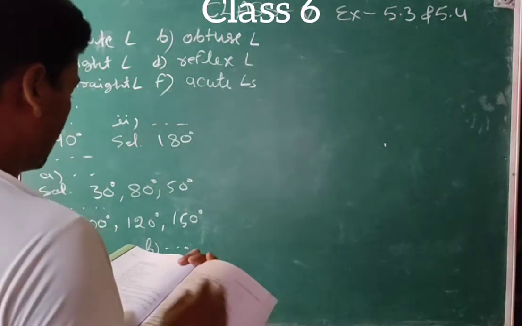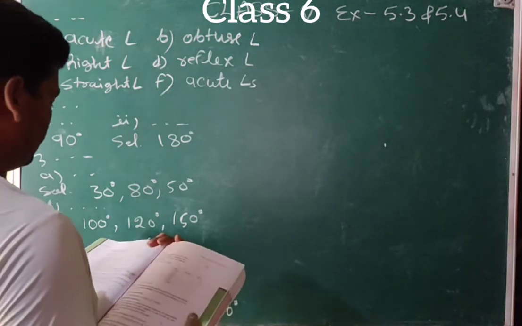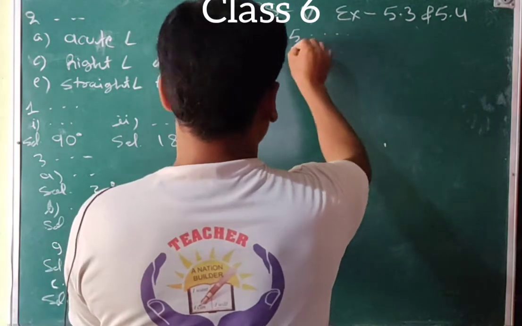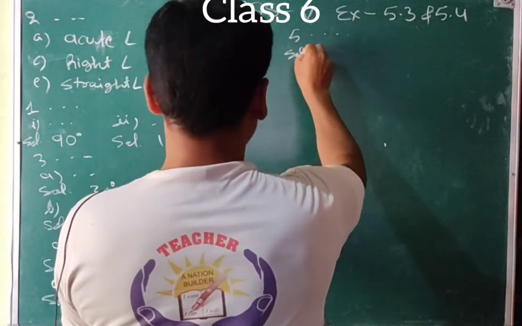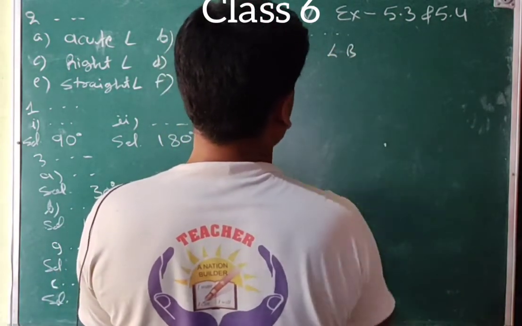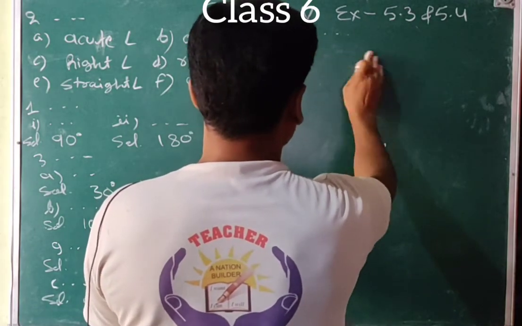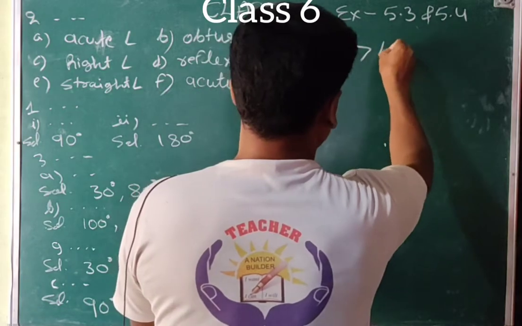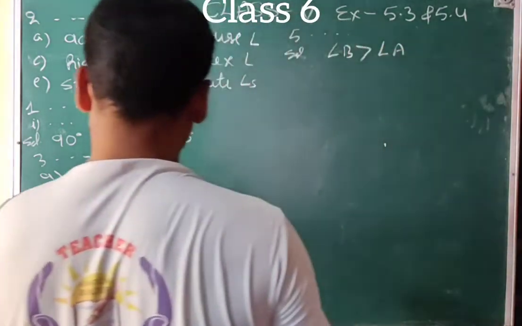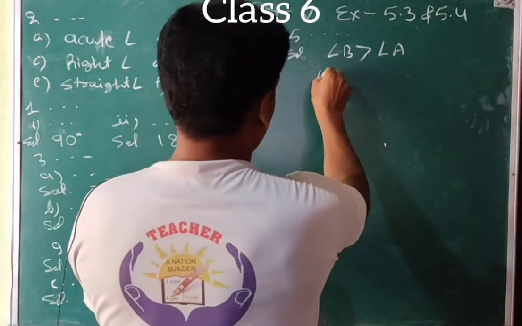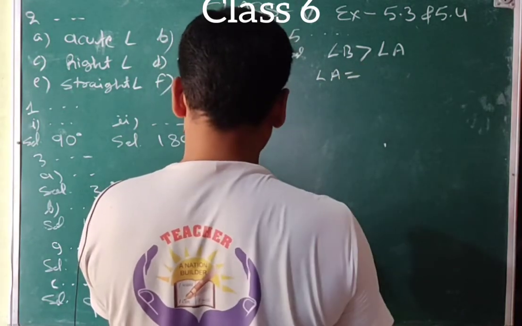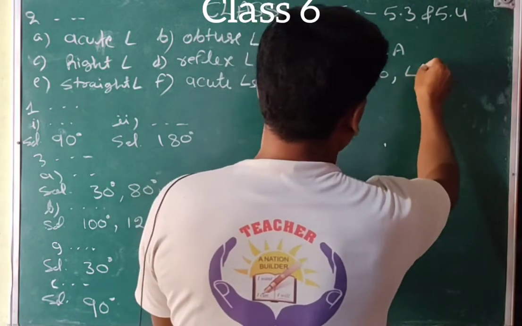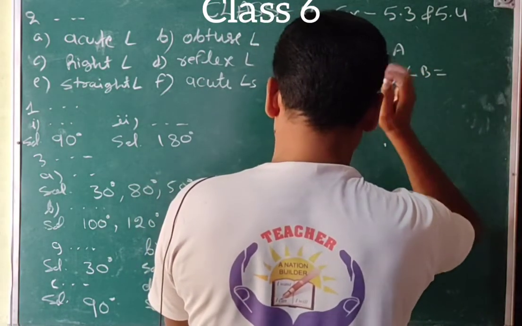Question number 5. Which angle has a larger measure? B. Fifth question, solution. Angle B is larger, or you can write like this also, angle B is greater than angle A. Measure of angle A, angle A is equal to, that can be 30 degrees. Angle B can be 60 degrees.